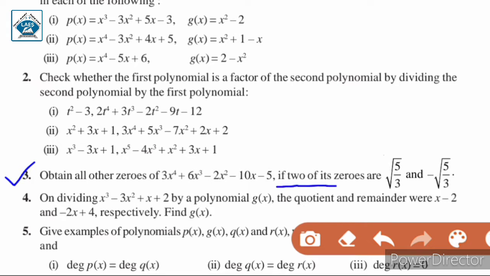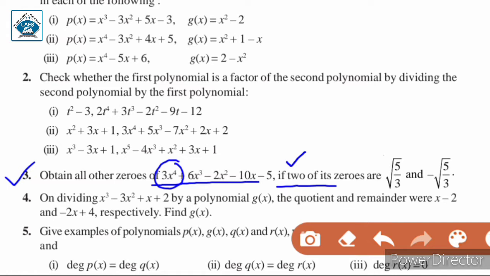Here two zeros of this polynomial are given, and in this polynomial the degree is 4 because we have x to the power 4. So we know that for a polynomial of degree 4 we can find at most 4 zeros, and 2 zeros are already given. That means we have to find 2 more zeros.